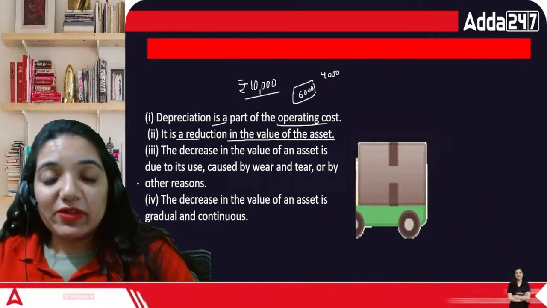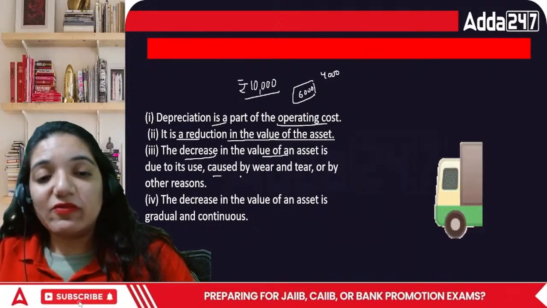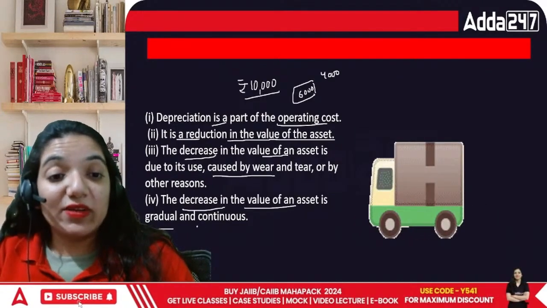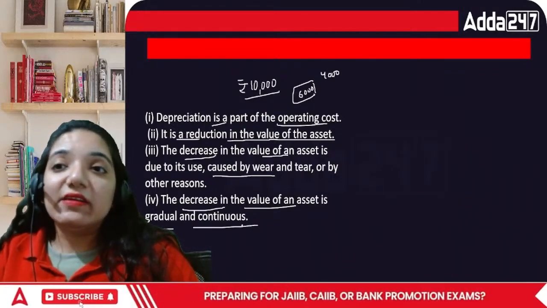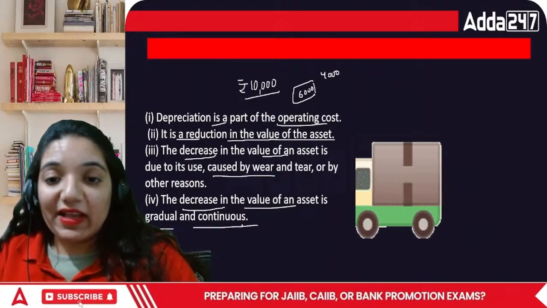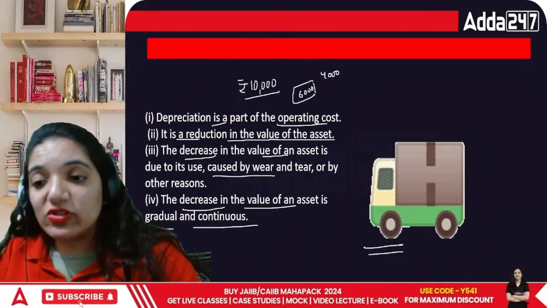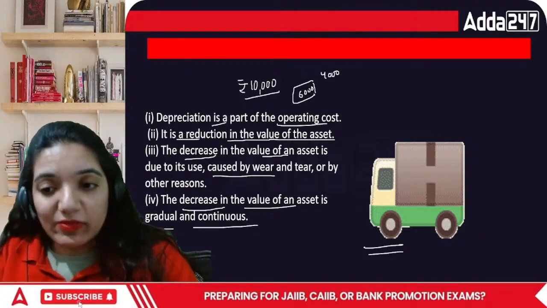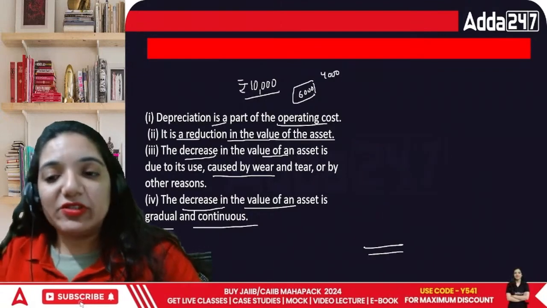So that is the point where you find that this particular decrease in the value of the asset is because of all these reasons. And decrease in the value of an asset is gradual and continuous till the time the thing is used in the business. Obviously, the loss is of the business. The vehicle is used in the business, so the price of it has to be charged in the business itself. So that's all about depreciation, everyone.